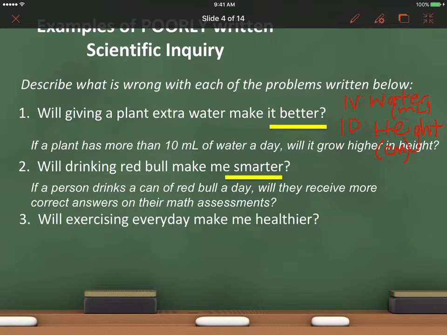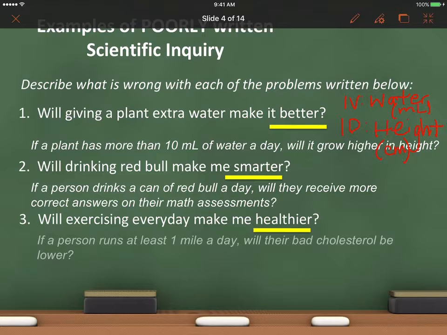So looking at number 3, will exercising every day make me healthier? Now, again, what does healthier mean? Does it mean that you do more push-ups? Does it mean that you can run farther? Does that mean that you lost weight, or that your BMI, which is your body mass index, is within range? What does healthier mean? So this gives you another example of writing a good scientific inquiry hypothesis. If a person runs at least 1 mile a day, will their bad cholesterol be lower?